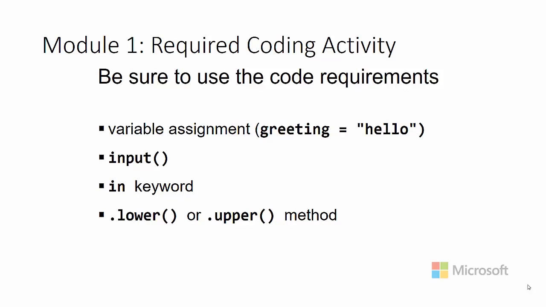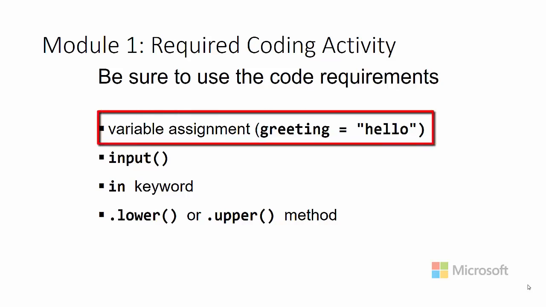Let's look at Module 1's required coding activity. And the first thing that you want to know about it is as you're reading through the page, you'll see the code requirements. And so those are that you use a variable assignment, such as setting a greeting to a string, like a variable.